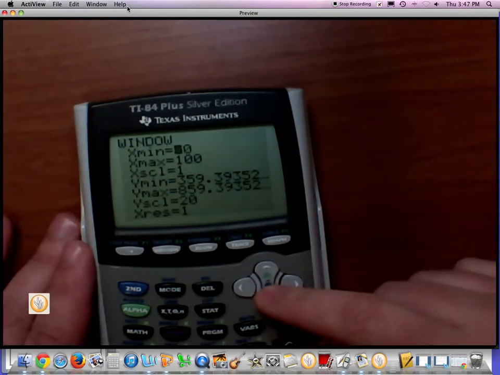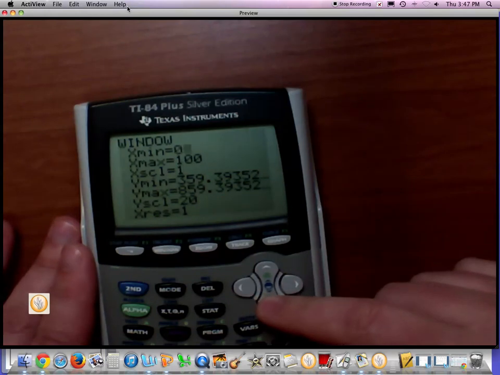We're going to go from 0, because we're not going to have negative numbers. We're going to say up to, we'll go 100 to start with. X scale, count by ones. Y minimum, 0.